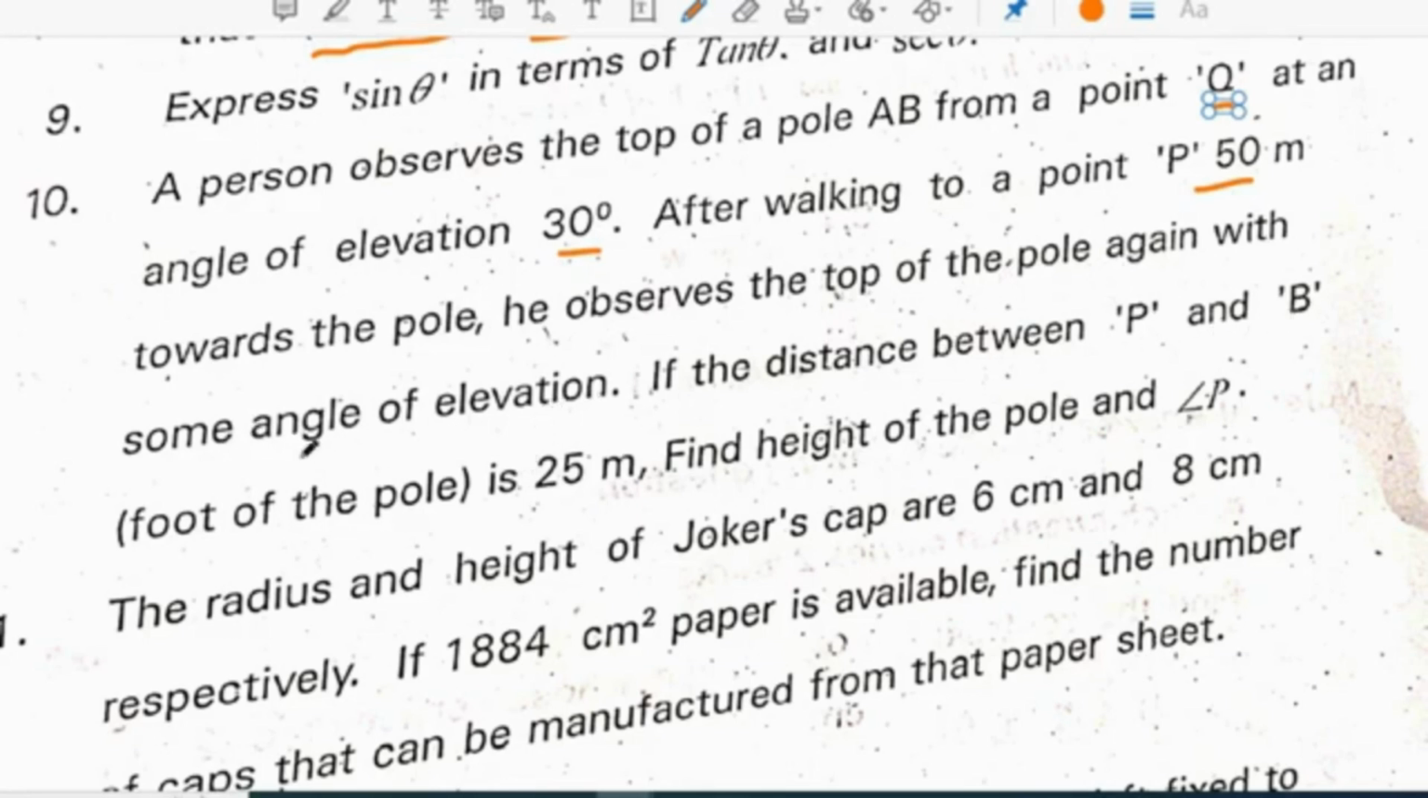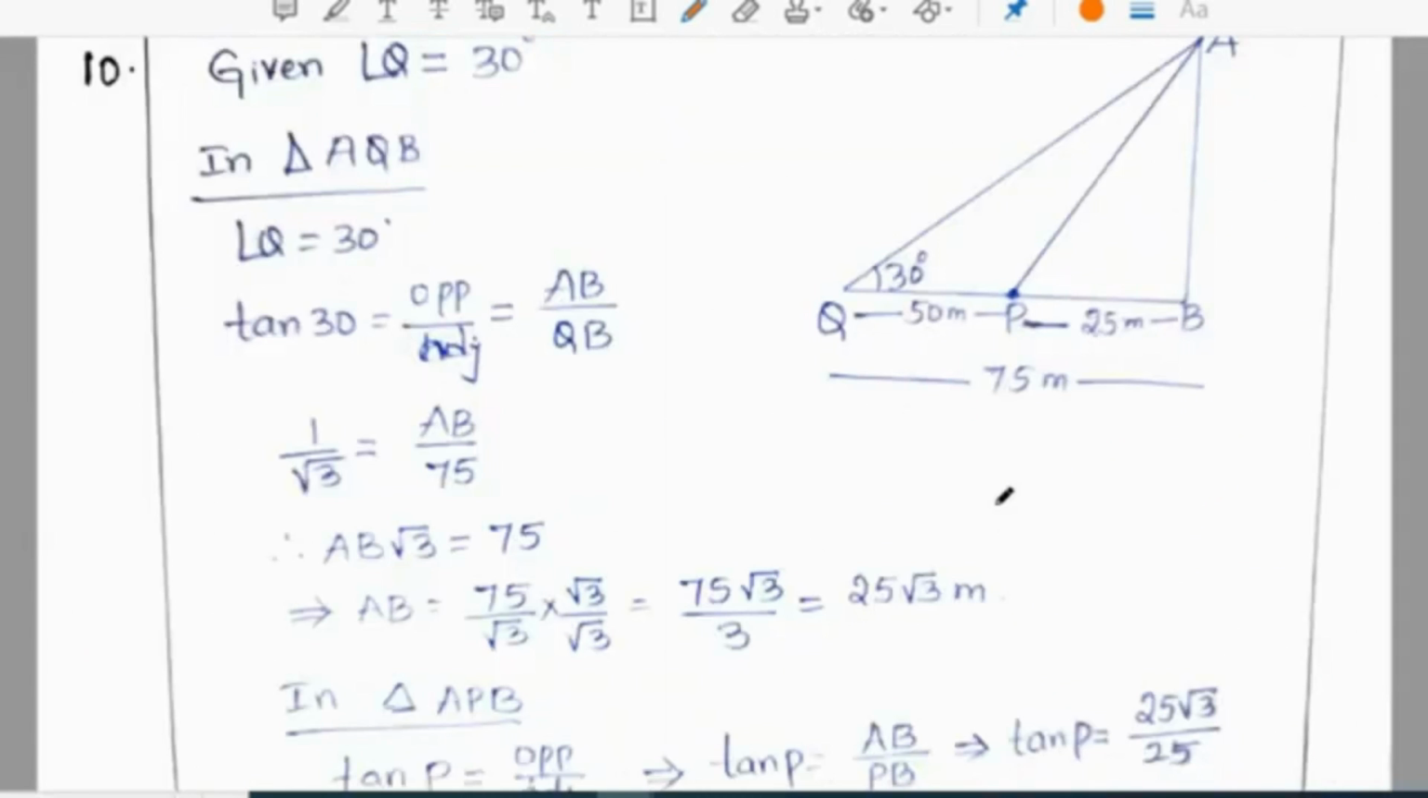If the distance between P and B is 25 meters, find the height of the pole. So as per the question, this is the diagram. A person is observing the top of the pole A, making an angle of 30 degrees, and he moved from Q to P, a distance of 50 meters, and the distance between P and B is 25 meters. Clearly it is given in the question: 30 degrees, QP is 50 meters, and PB is 25 meters.